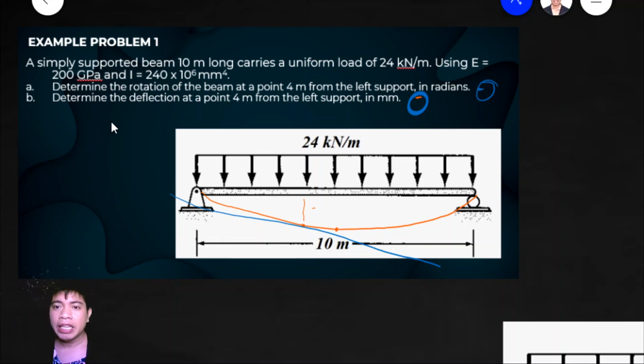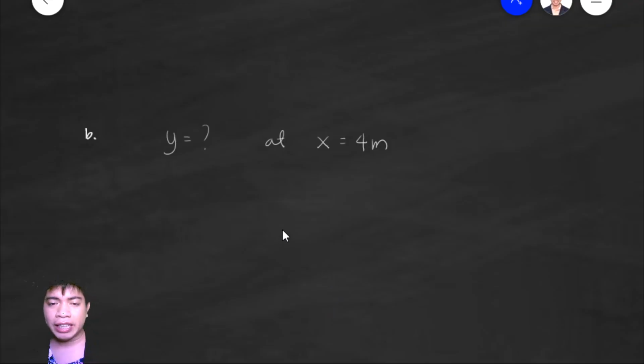So letter B, determine the deflection at a point 4 meters from the left support in millimeters. Okay, so madali lang to. I-solve natin siya. So deflection at distance x from the left support. Ibig sabihin guys, yung hinahanap natin ay y, the value ng y at x equals to 4 meters. Since deflection na nga yung hinahanap, ang gagamitin natin dito na equation ay yung deflection equation.